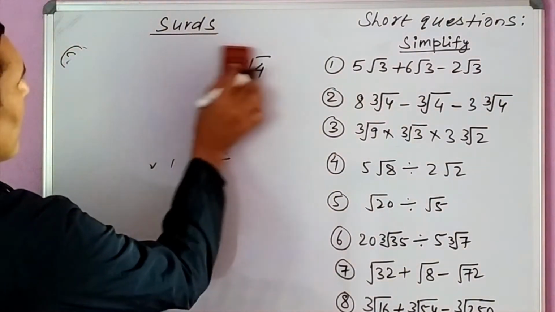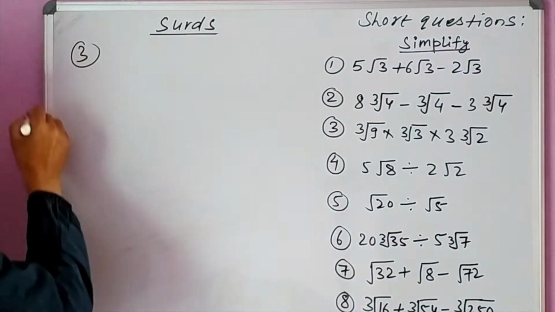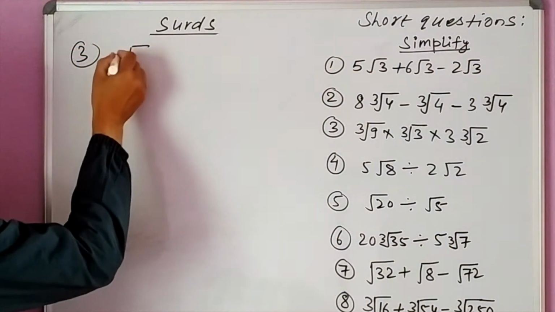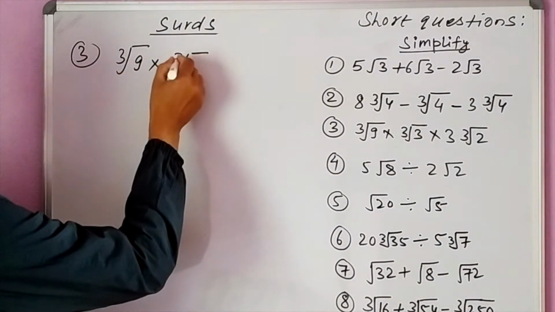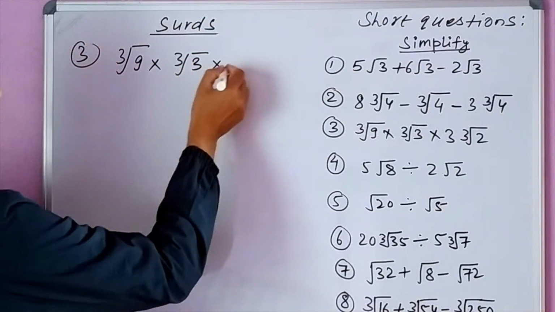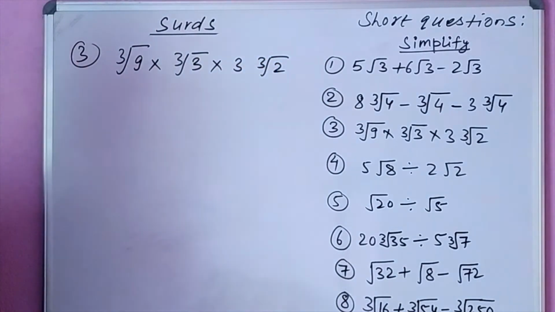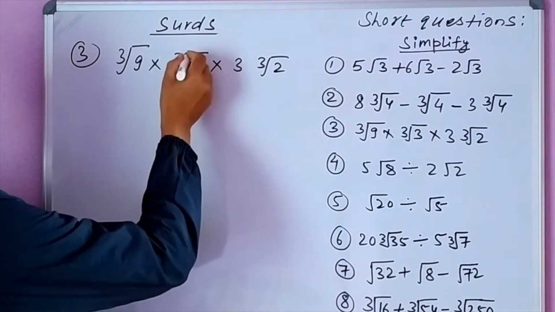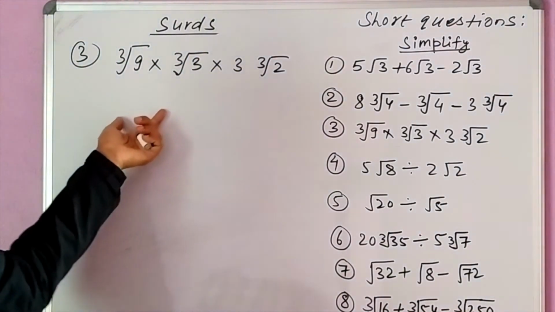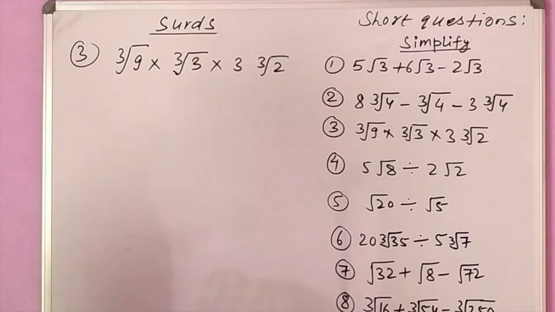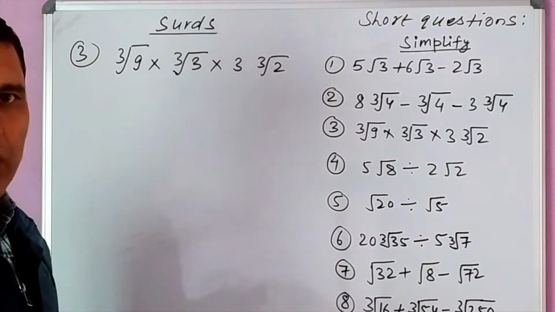Now let's take another question, number 3. It is multiplication of surds. Cube root of 9 into cube root of 3 into 3 times cube root of 2. When we have the surds of the same order, we can multiply the surds keeping the root of the same order.